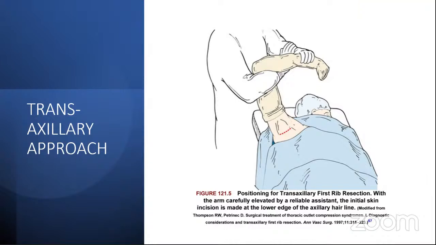So the transaxillary approach is a cosmetic approach, especially useful for transaxillary first rib resection for neurogenic thoracic outlet syndrome. This approach has the advantage of an incision being in the axilla, so the cosmesis is better. But the problem with this approach is it cannot be used for adequate subclavian artery or venous exposure in case a reconstruction or a repair of the vessel is required.